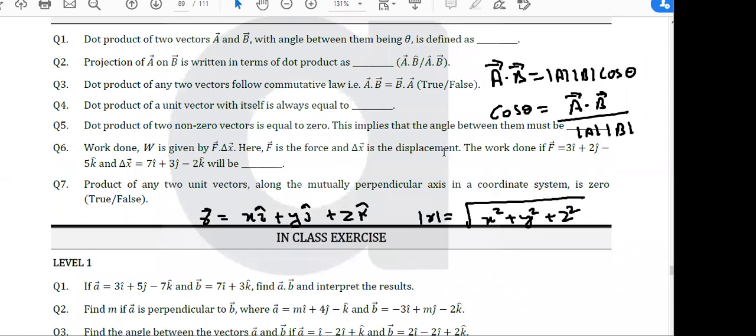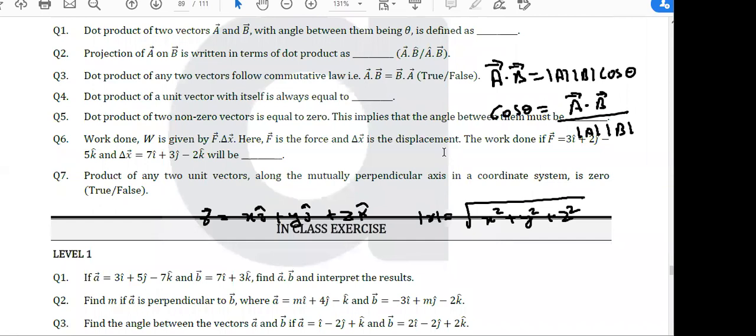So can you solve this problem? Question number three, the last problem of today's class. Find the angle between vector A and vector B. Everything is written on the screen, right?